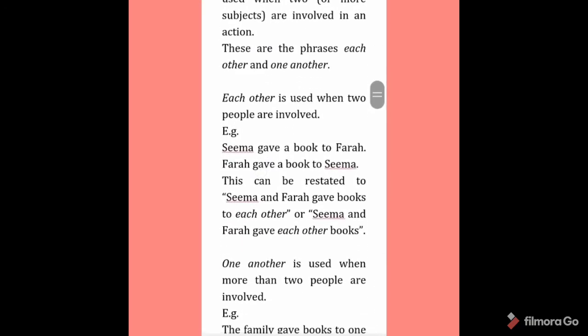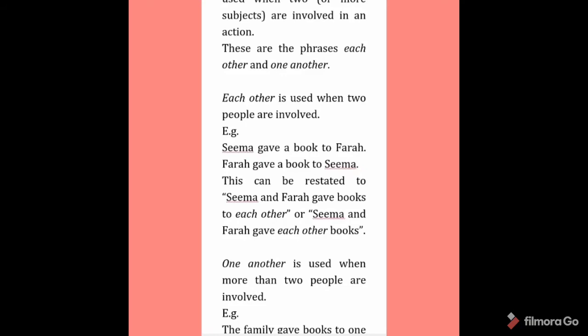Reciprocal pronouns. Reciprocal pronouns are used when two or more subjects are involved in an action. These are the phrases each other and one another. Each other is used when two people are involved. For example, Seema gave a book to Farah. Farah gave a book to Seema. This can be restated as Seema and Farah gave books to each other, or Seema and Farah gave each other books. It means that we have removed the monotonous repetition of Seema and Farah the second time.